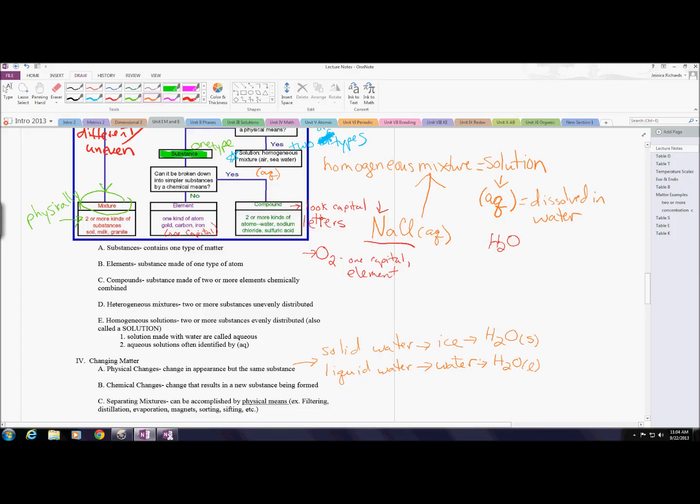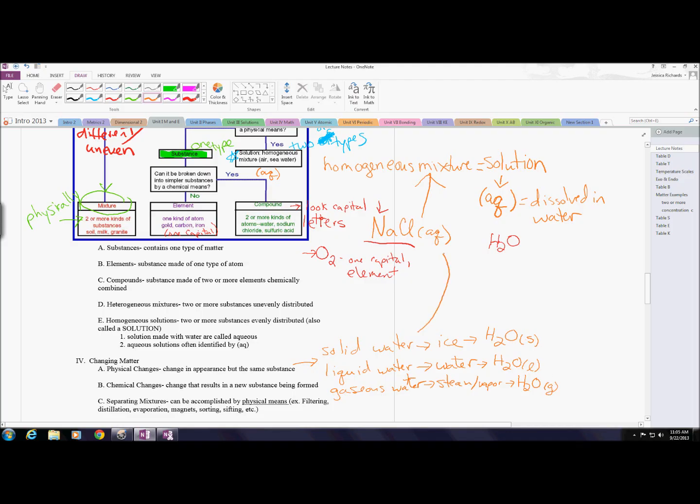Ice and water look very different. They still have the same chemical formula. Gaseous water, we typically in English call it steam or vapor. We talk about the water vapor in the air a lot. And when you write its formula, it's H2O with a G for the gas phase.